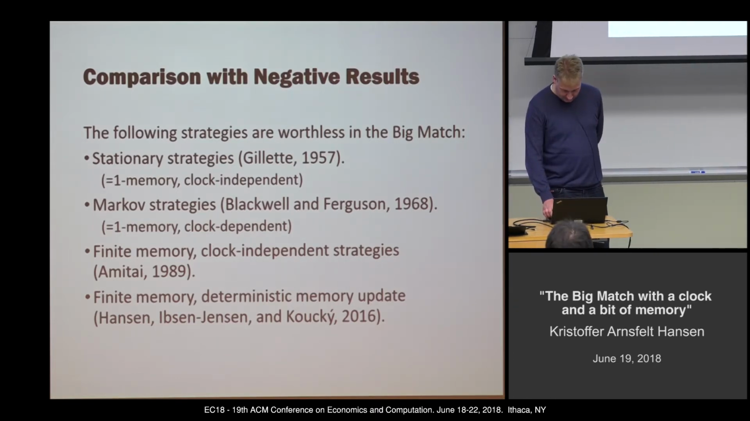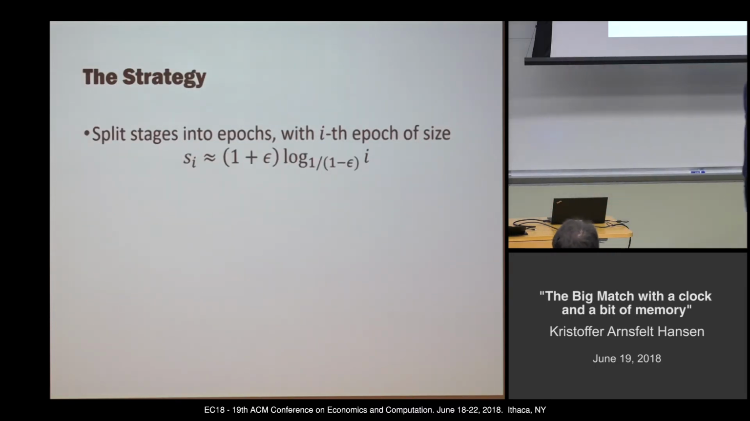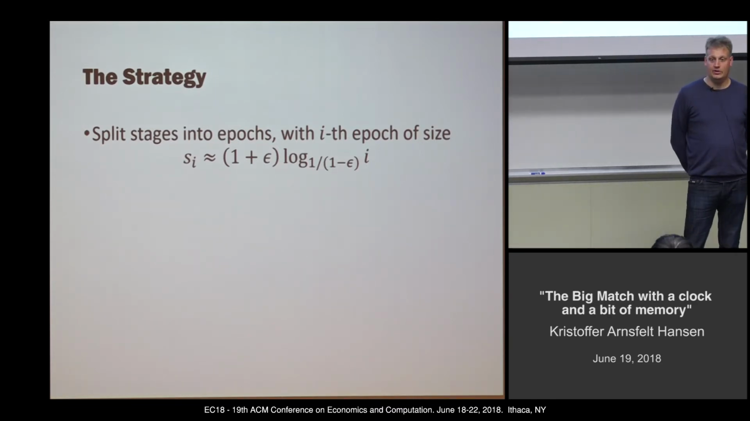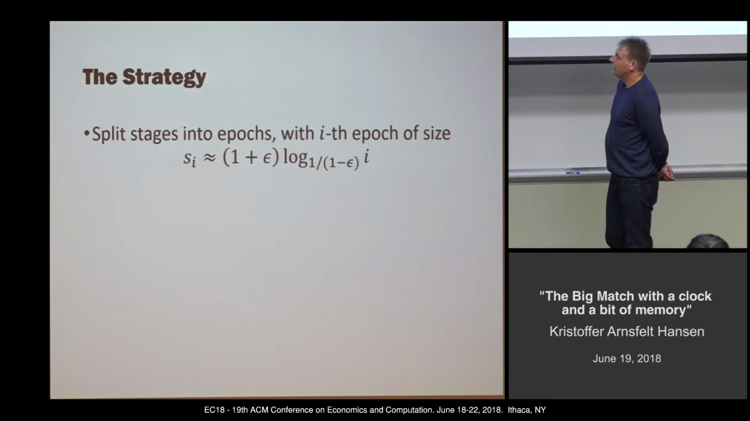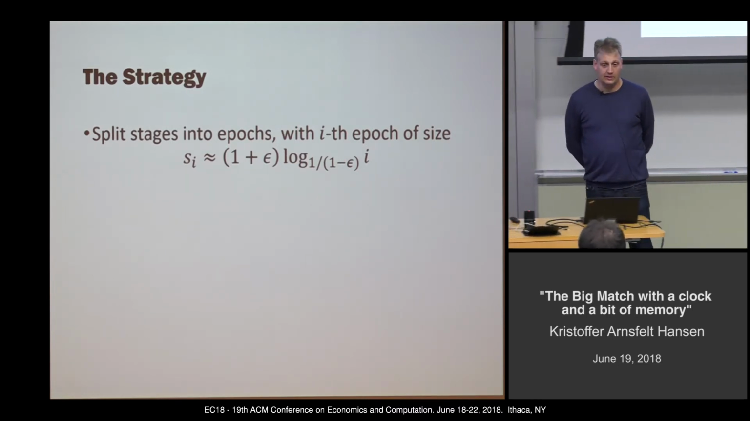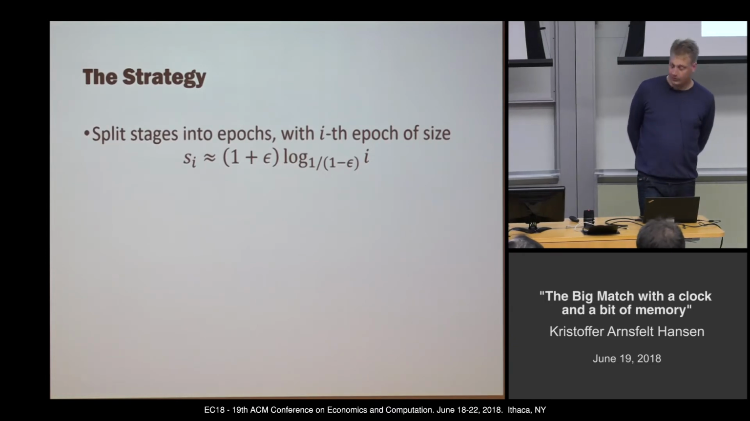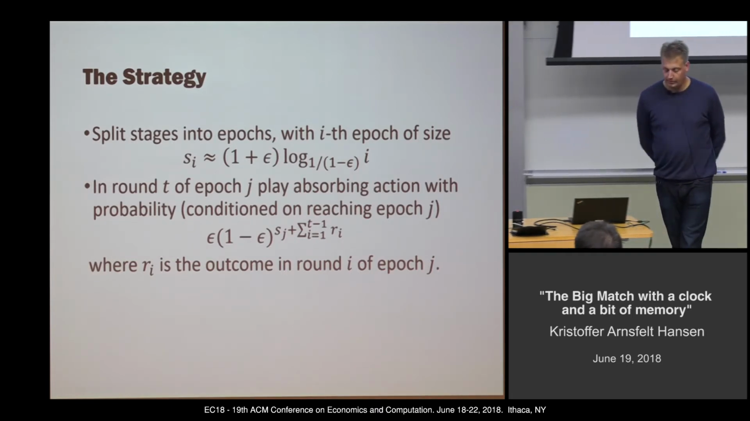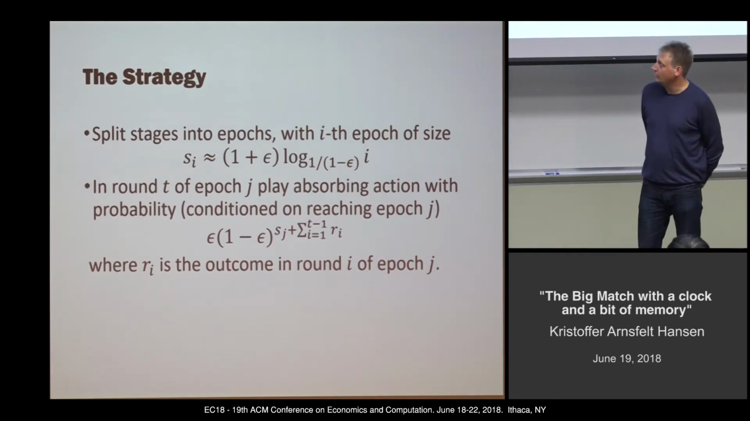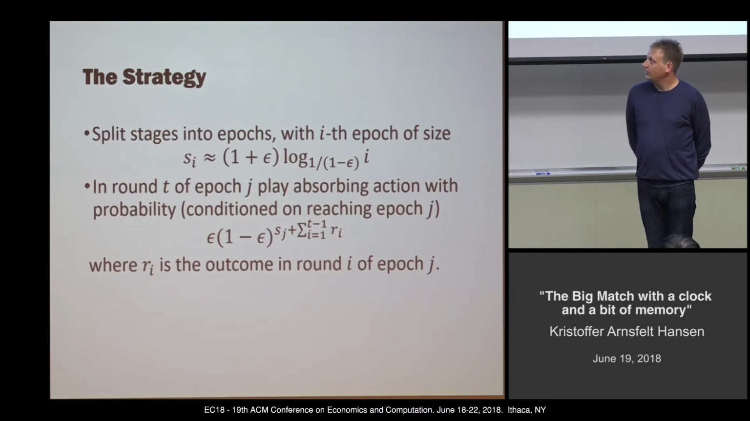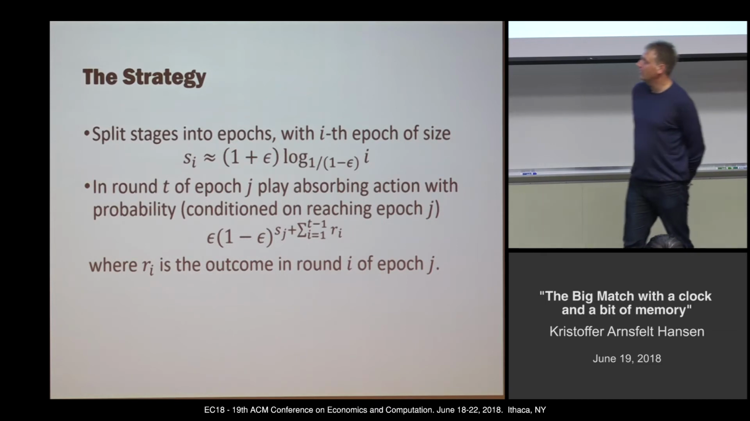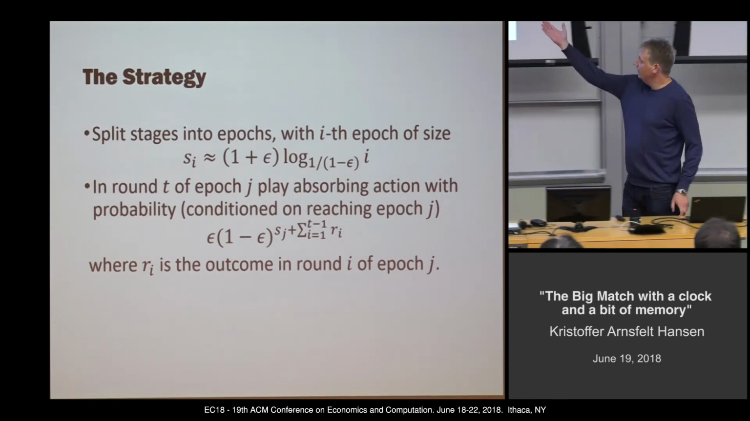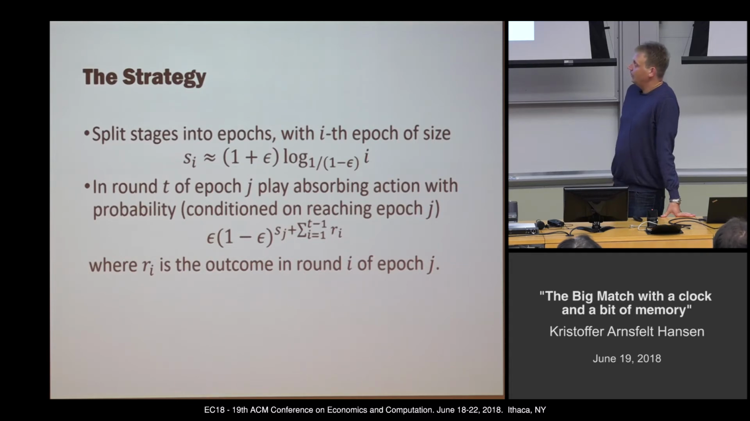All right, so now let me briefly describe our strategy. One thing is that we split all the stages into epochs, and the ith epoch is going to be of length about log i, up to a constant. And you have to really make the correct constants here. Now in round t, as I'll call them, rounds inside an epoch, you're going to play the absorbing action with a certain probability. It's this probability where you take the sum of all the payoffs received so far in the given epoch and use that to compute a probability.